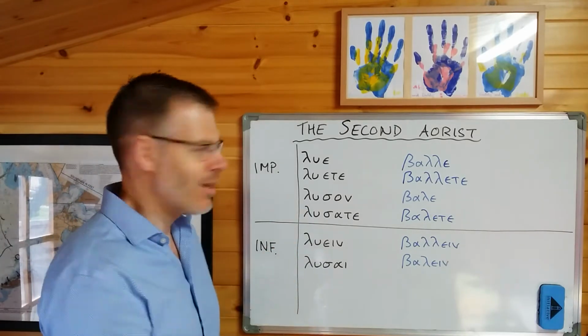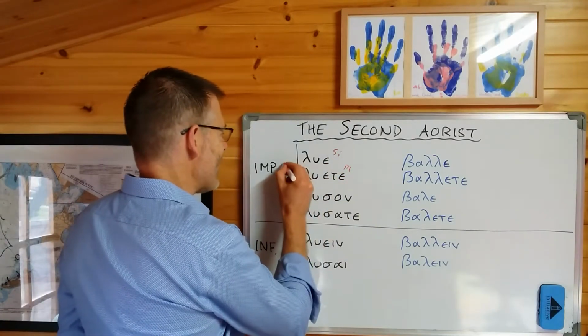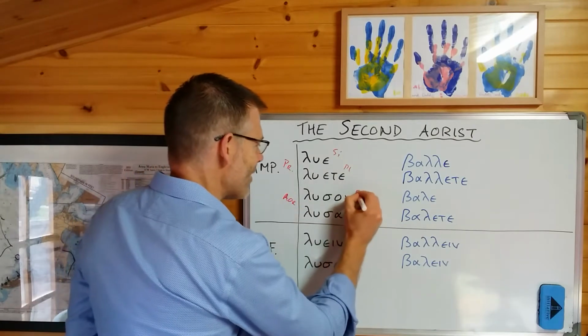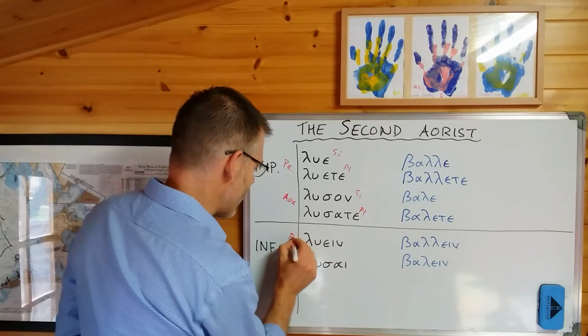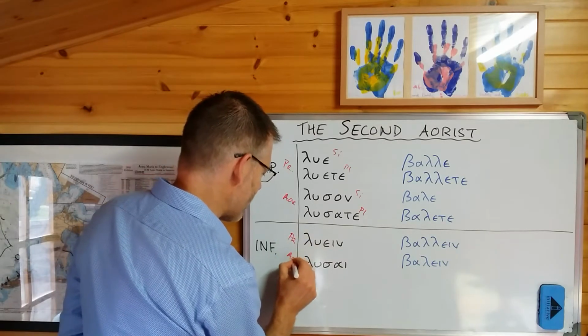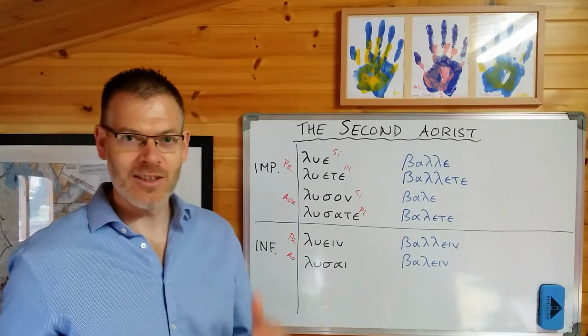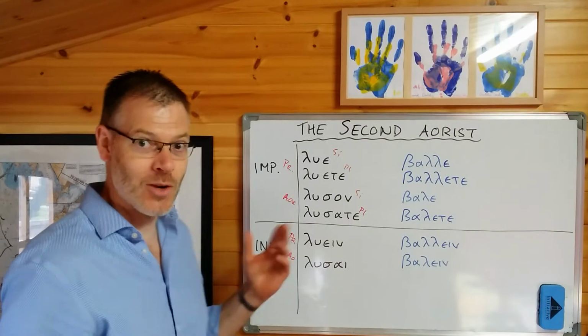So I don't need to, well, maybe I'll write that down for you. Go on, that's singular, plural, and this is the present, and this is the aorist, singular and plural, and then this is the present and aorist infinitive. There, I'm feeling kind today. But look, you've just learned that luè, luete, luson, lusate, and then you've learned luein, lusai.